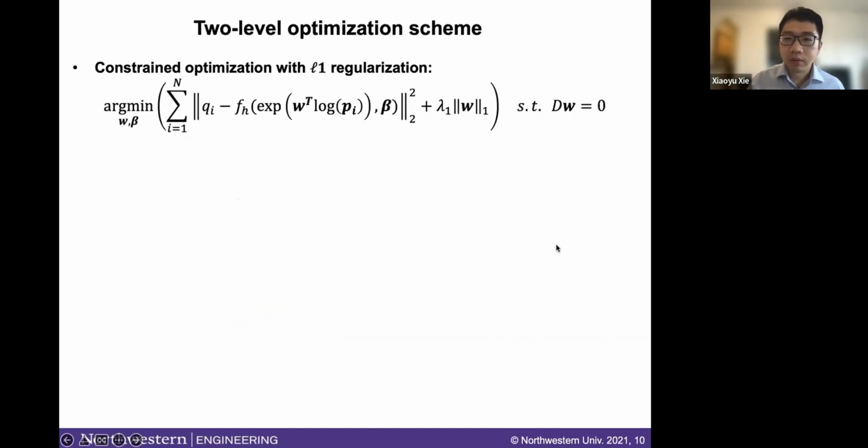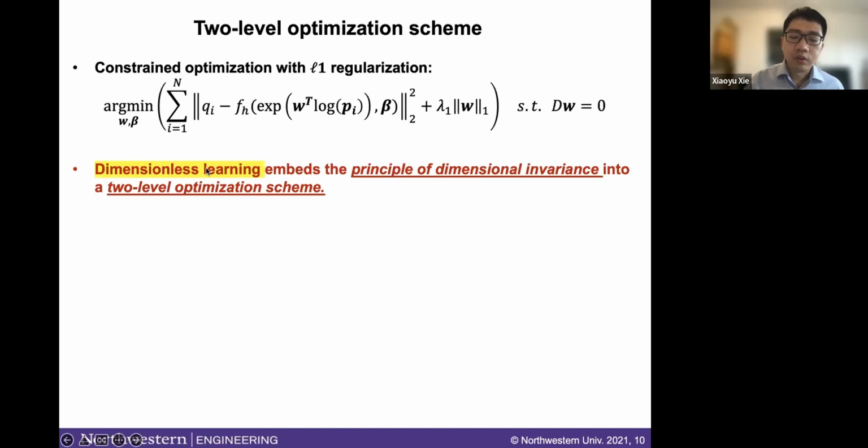So how do we solve this problem? We use a two-level optimization scheme. This is because there are two kinds of parameters. The first, W, is related to dimensionless numbers, and we make sure these dimensionless numbers satisfy the constraint D times W equal to 0. The second coefficient we need to find is beta. Beta is a coefficient for the representation F. So dimensionless learning embeds the principle of dimensional invariance into this two-level optimization scheme.